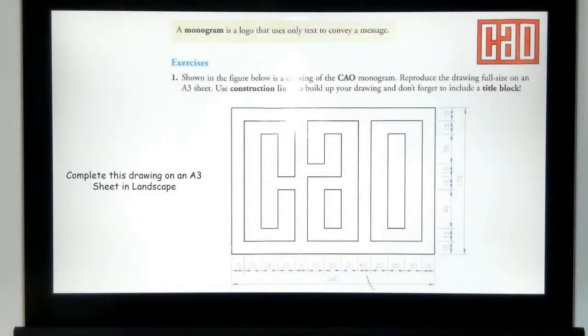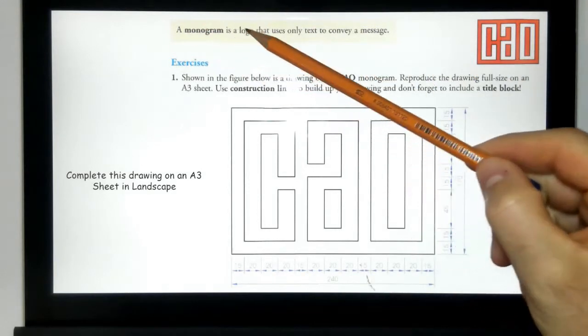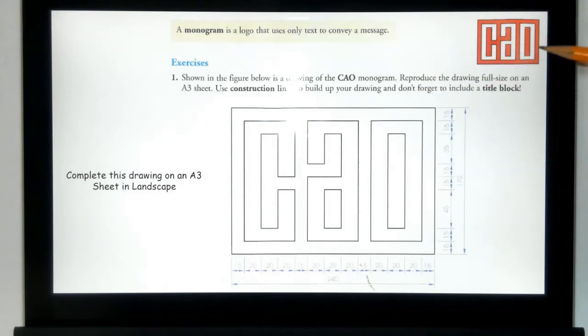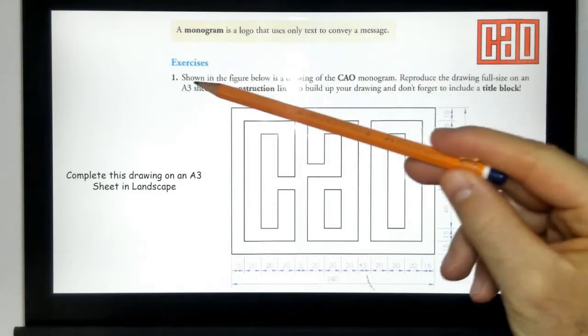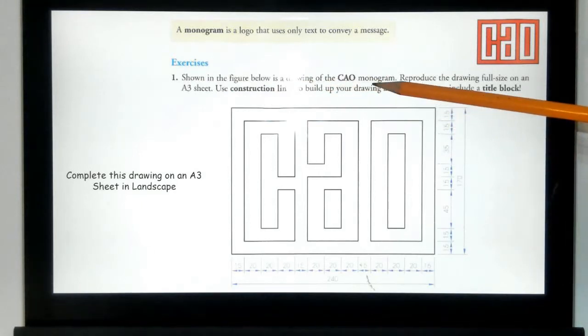Hi folks, so the question we have in front of us here is a question based on a CAO logo. It says a monogram is a logo that uses only text to convey a message. So we can see obviously the CAO logo here. It says question 1, shown in the figure below is a drawing of the CAO monogram.